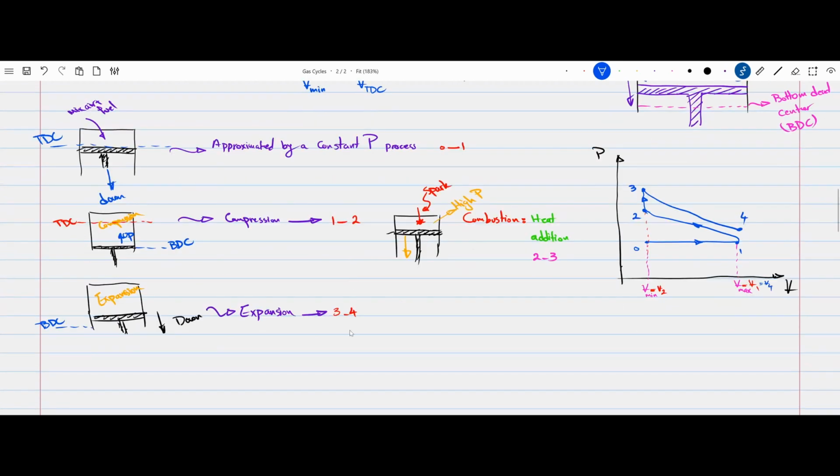Now, finally, for the last stroke, we have the piston moving up again due to the rotation of the crankshaft. This time, when the piston is moving up, it is pushing out the burnt mixture of air and fuel through the exhaust valve. Because the piston is moving up and the gas is moving gradually out of the system, we can assume that the pressure within the system remains constant. So this is the fourth stroke.